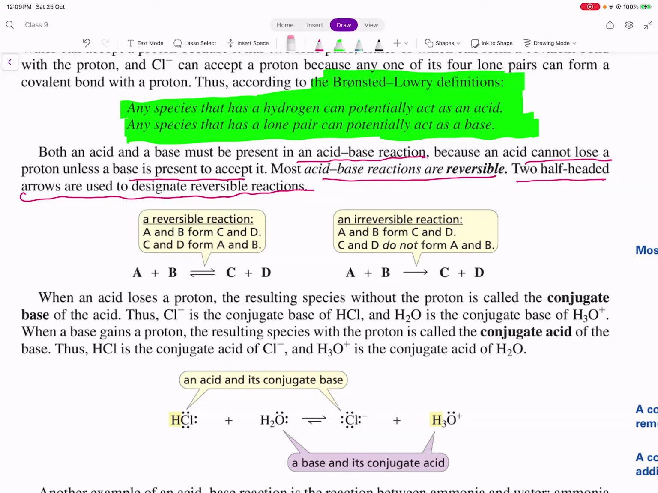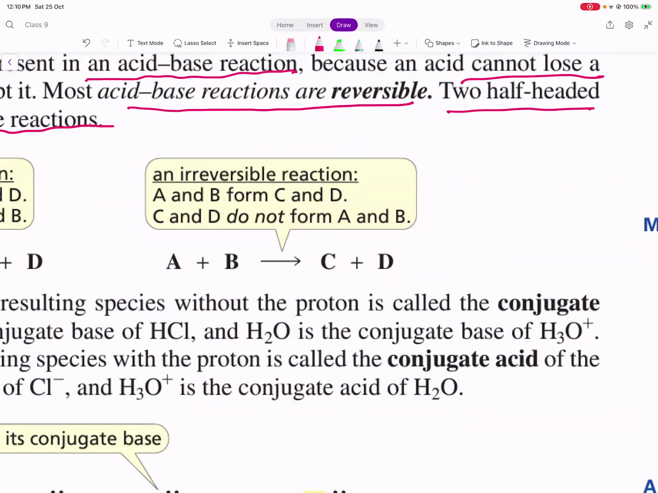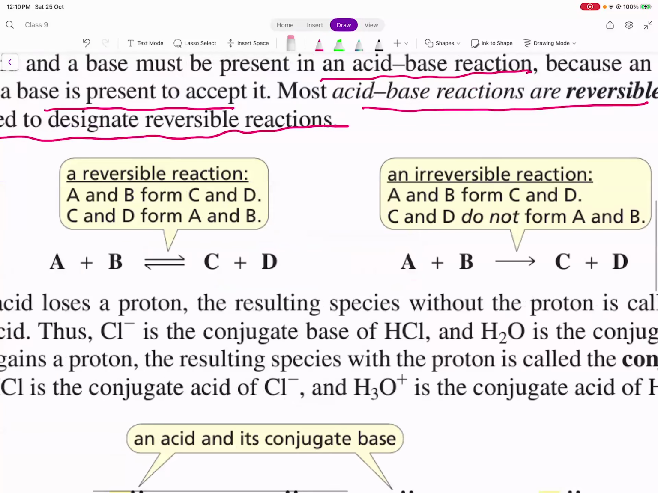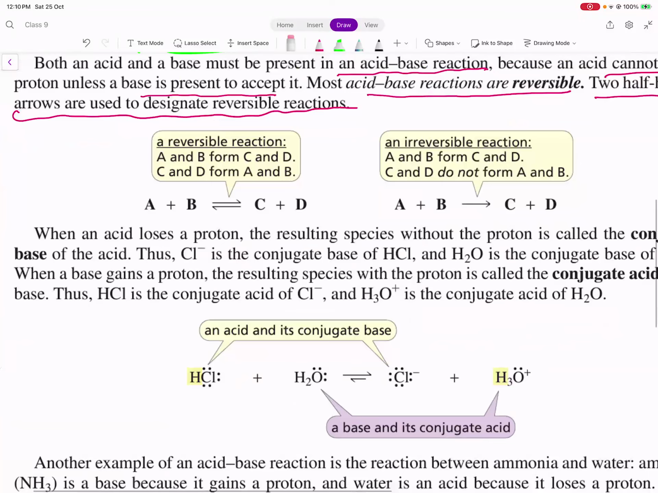Most acid-base reactions are reversible. Reversible means we use two-headed arrows like we have used here. A reversible reaction means A and B form C and D, and C and D form A and B, so that can also happen. For an irreversible reaction, we use a single arrow. In an irreversible reaction, only A plus B can go to C plus D, and in a reversible reaction, they can come back also.